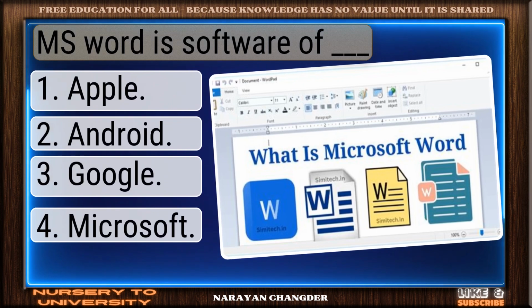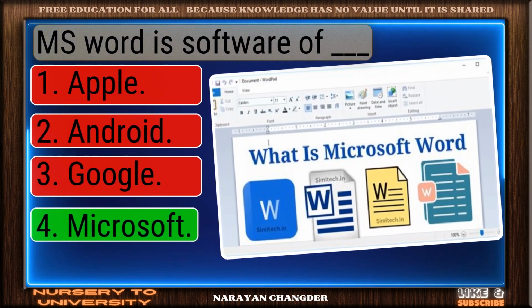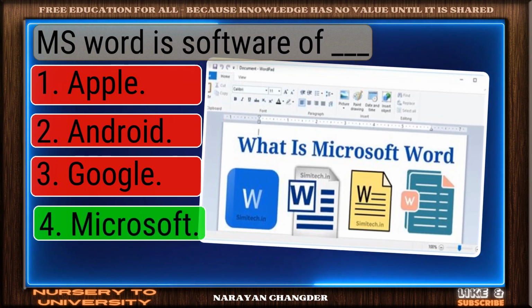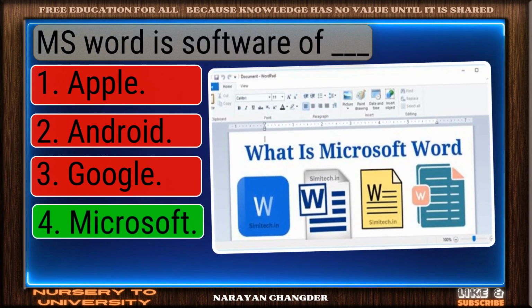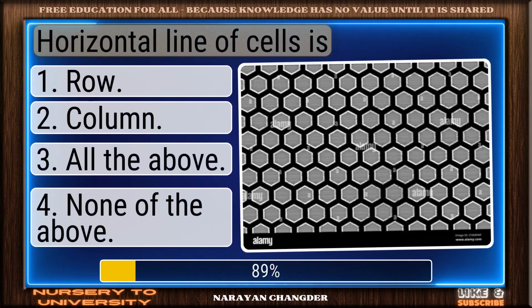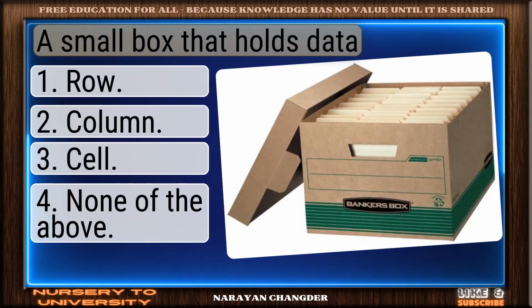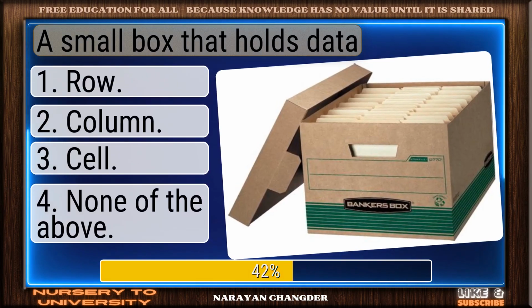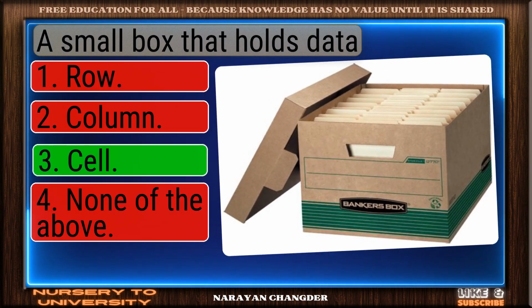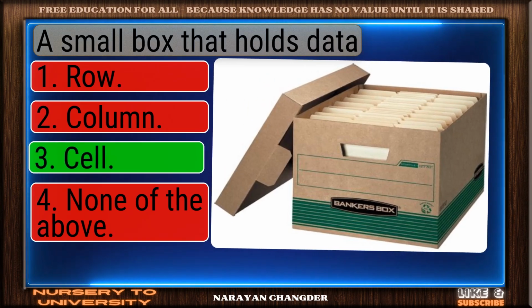Ms Word is software of dash. Correct response. Microsoft is the most accurate answer. Horizontal line of cells is. Valid point. Row is true. A small box that holds data. Excellent choice. Cell is the right answer.